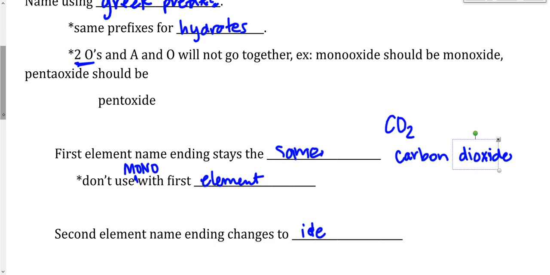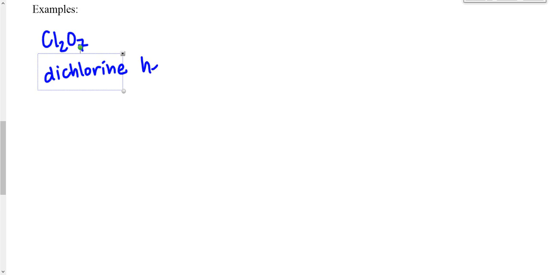Okay, so let's do some examples. Let's say I had Cl2O7. I have chlorine as my first element. I don't change the ending, I just put the prefix, so dichlorine. Then the second element I have is oxygen. For that one, we are going to write the prefix, but we're going to change the ending to -ide. Hepta is the prefix for 7, so heptoxide, we drop the A when it's next to an O. So dichlorine heptoxide.